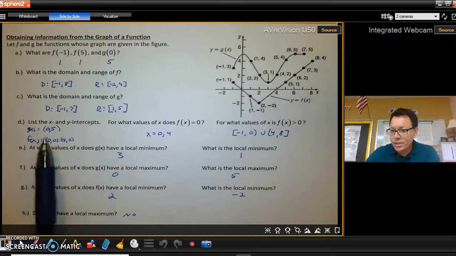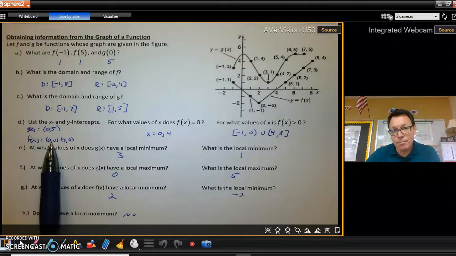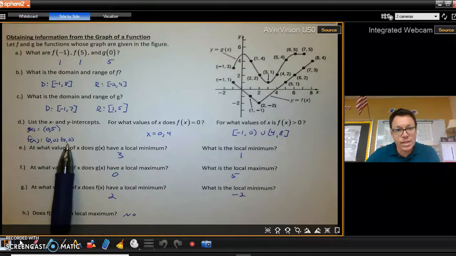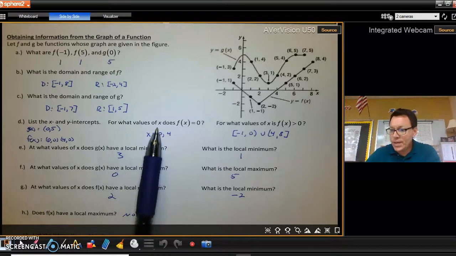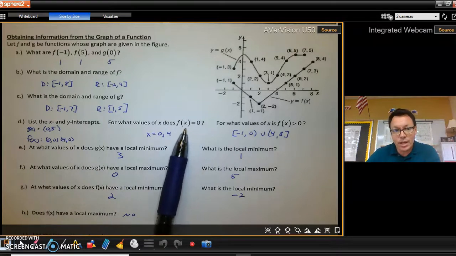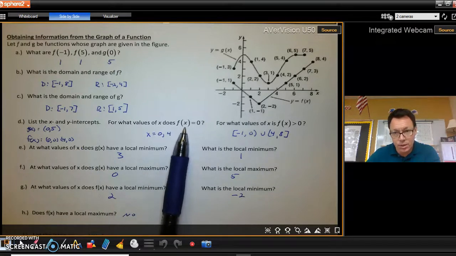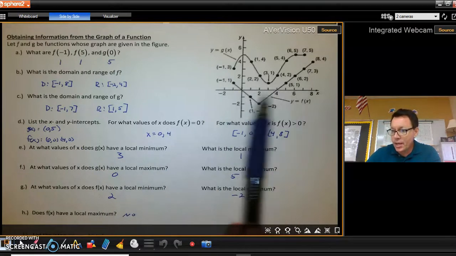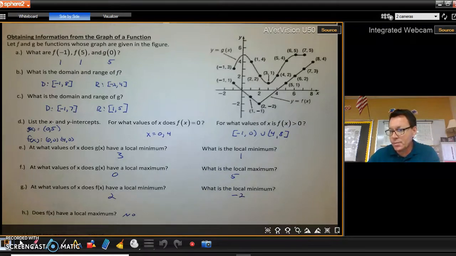List the x and y intercepts. g just has a y-intercept at (0, 5). f has both an x and a y-intercept when it goes through the origin, and then it also has an x-intercept at 4. For what values of x does f of x equal 0? This is actually just another way of asking about the x-intercepts. When is your function 0? Well, that's when you're sitting on the x-axis. Okay, so 0 and 4, those are my x-intercepts.